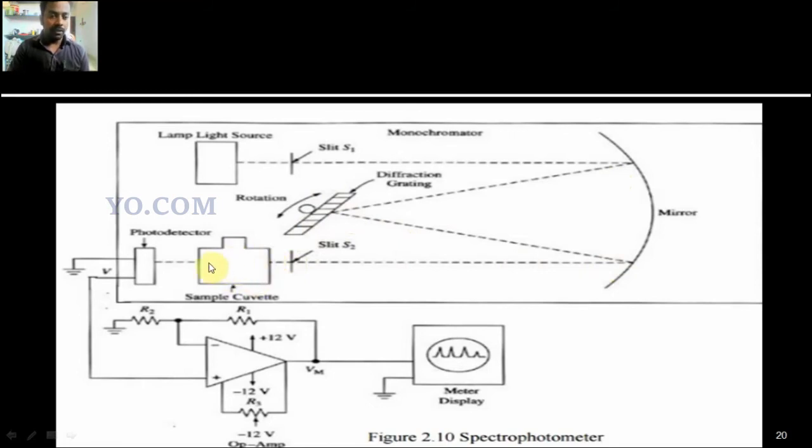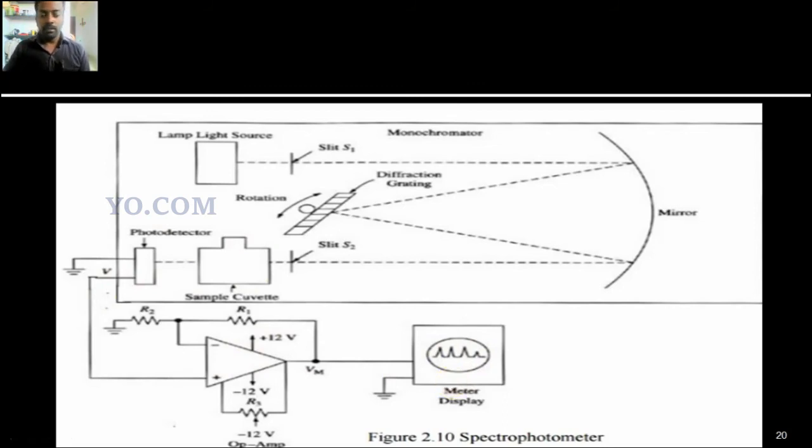After that we have the photodetector. Here we have the sample. Sample means, if you want to test urine, here we keep our urine. Then the photodetector detects the light that is transmitted through the sample, and produces an output. That output is given to the operational amplifier, and the operational amplifier output is given to the meter display. Here we can display the level of substance present in a given liquid or sample.